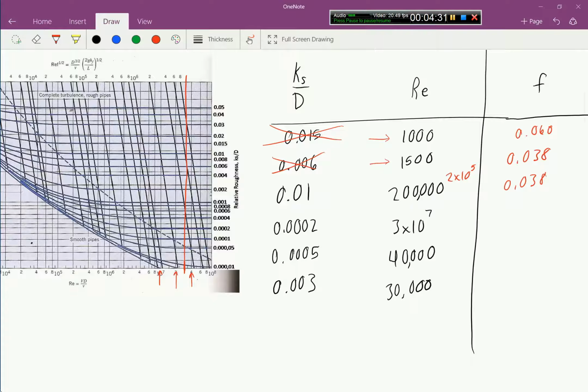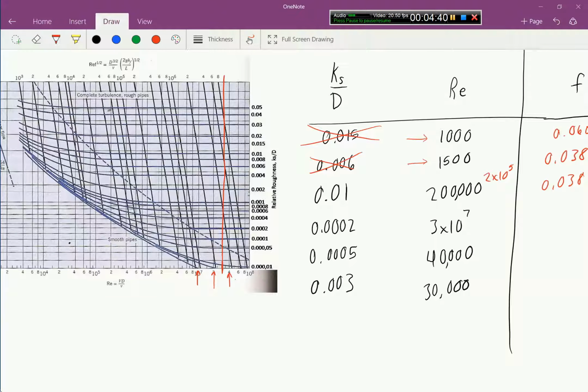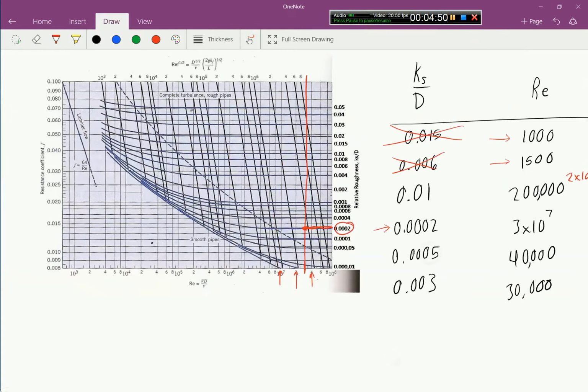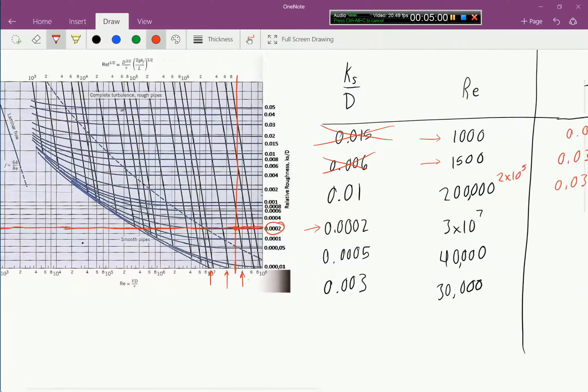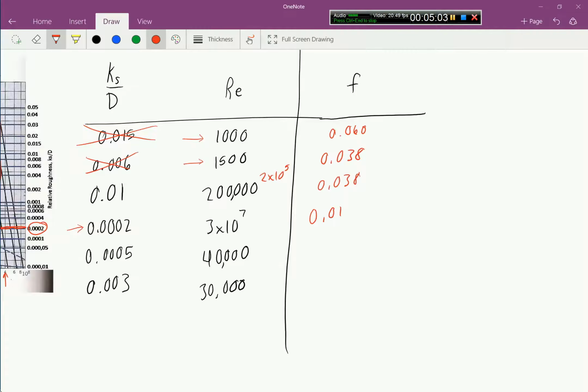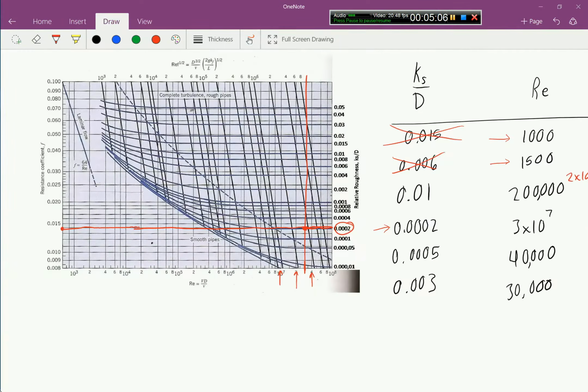Again, if you're on an exam, you're going to want to try to draw these lines a little bit straighter than I am. Just for the sake of time, I'm not really being very careful. And our Ks over D value is 0.0002, which on the graph is right here. So we read this line straight over to this value, and read this over here. That's wrong. And we get approximately 0.014 for a value for F, excuse me.